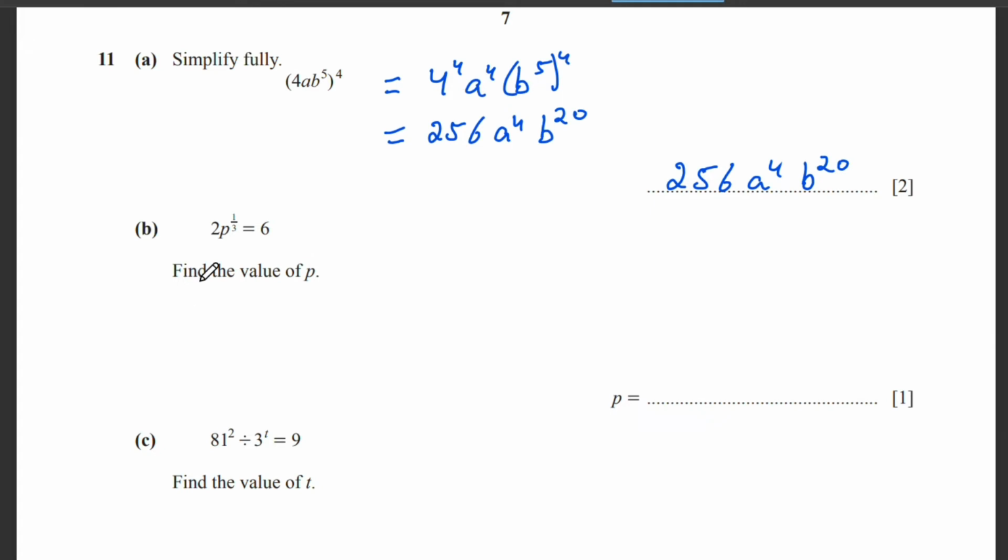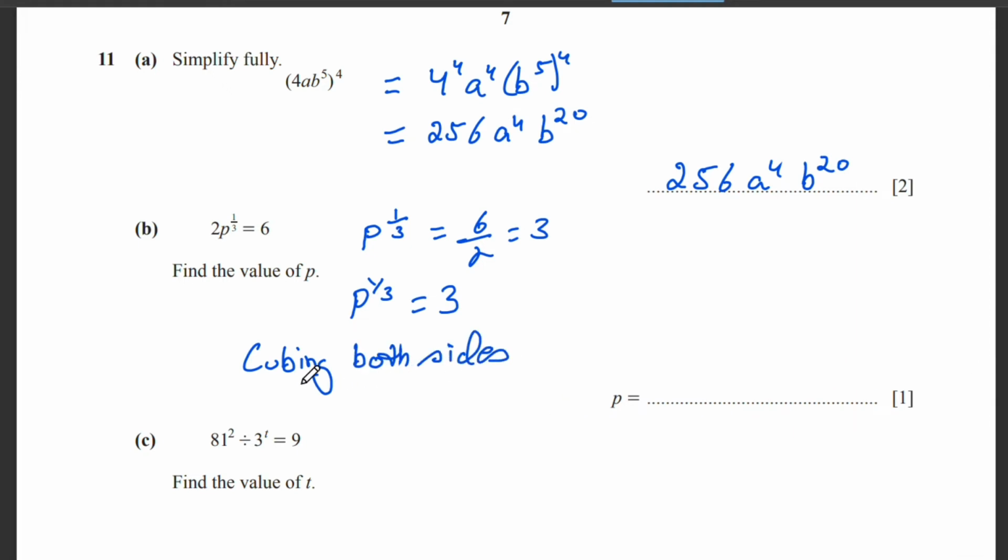11b. 2p to the power 1 by 3 equals 6. Find the value of p. Now p to the power 1 by 3, first of all, cross multiplying, this will be 6 by 2, which is equal to 3. Now what we do, we cube both sides, cubing both sides means raising both sides to the power 3. So this will be p to the power 1 by 3 whole power 3, and this will be 3 to the power 3. So the 3 will get cancelled, we get p equals 27. So the answer is 27.